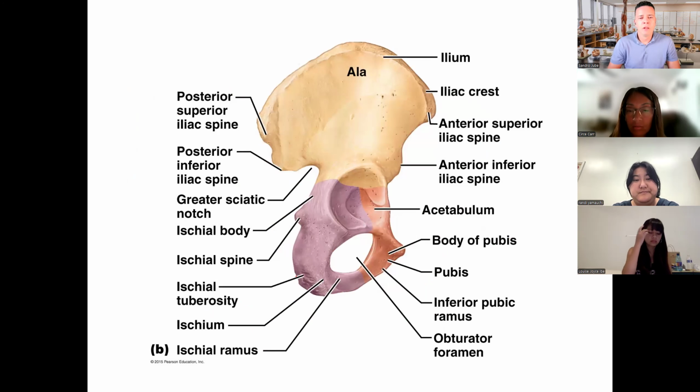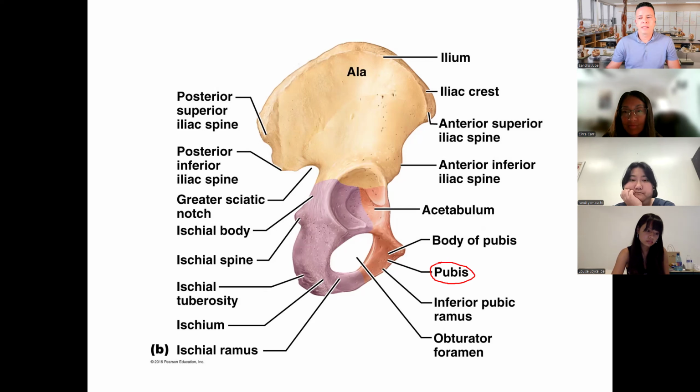And here we have another view of the hip bone. And again, take a closer look at the acetabulum and the obturator foramen. Can anybody tell me, this is a lateral view, okay? A lateral view. Can you make out if this is the right or the left? Let me give you a hint. The pubis has an anterior aspect. So the pubis has an anterior aspect.